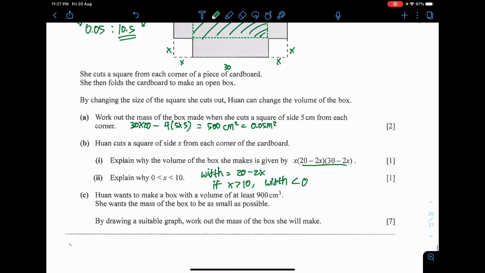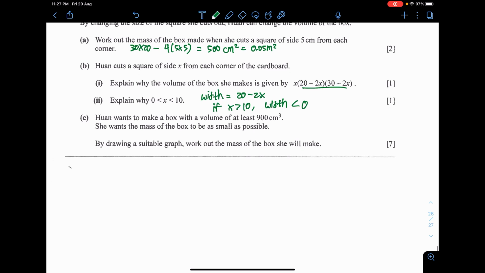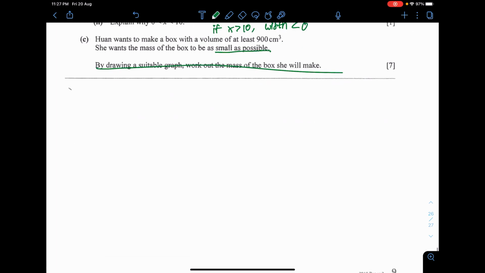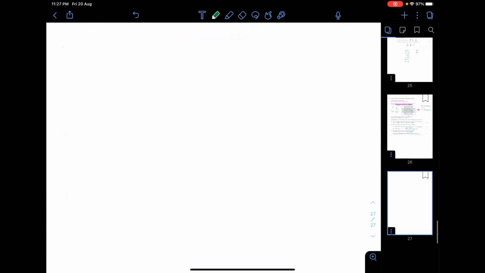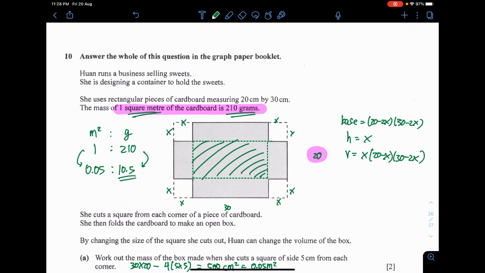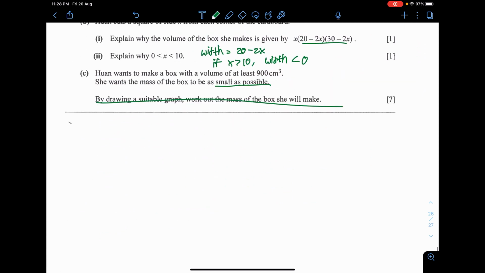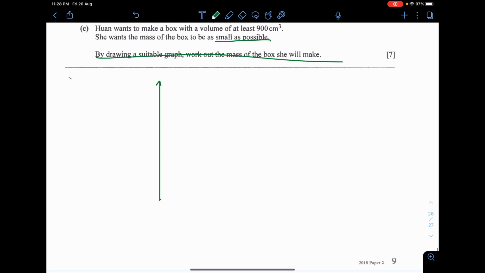One wants to make a box with a volume of at least 900 cm3. She wants the mass to be as small as possible. How do you do that? By drawing a suitable graph. This is gonna take quite some time. And I also need a graph paper. Not that I actually have a graph paper, and not that I can actually draw it. I'm going to take a look at the answer first. So I'll just explain what the answer sheet is providing.